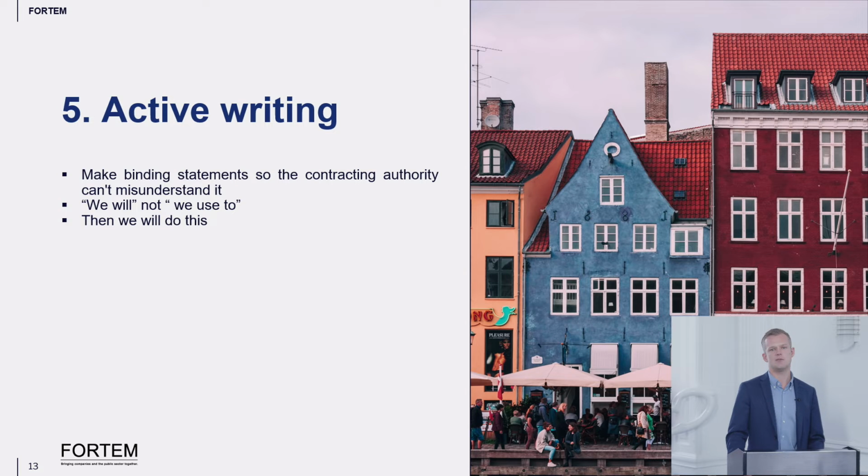We see a lot of people use sentences like, we used to deliver or do this for projects like this, we will arrange these meetings. The contracting authority is not promised anything if you write it in this way, and if they are playing very stupid, they will also consider what they are actually offering us.